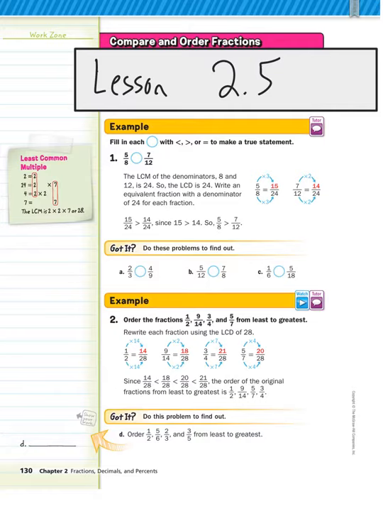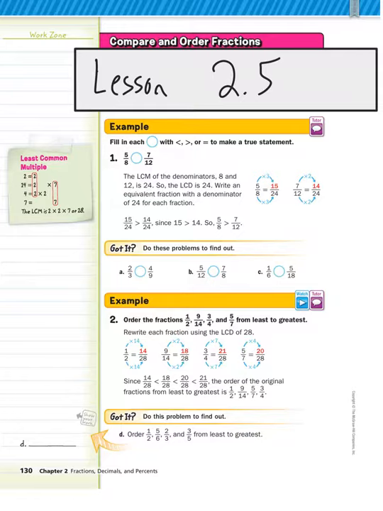Hey, this is the video lesson for 2.5, and we are going to be comparing fractions, decimals, and percents. So on this page, we're going to start with just fractions. I want you to make sure you follow all directions and pause the video when need be. So let's get started with number one.